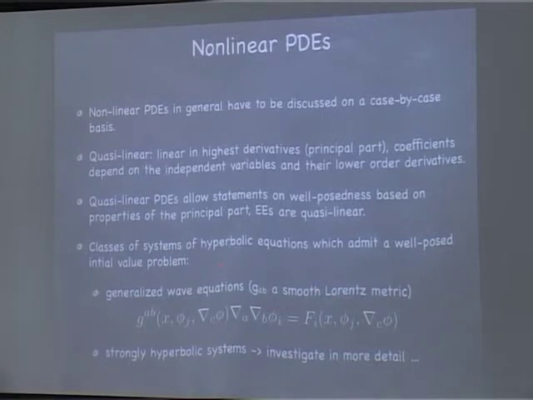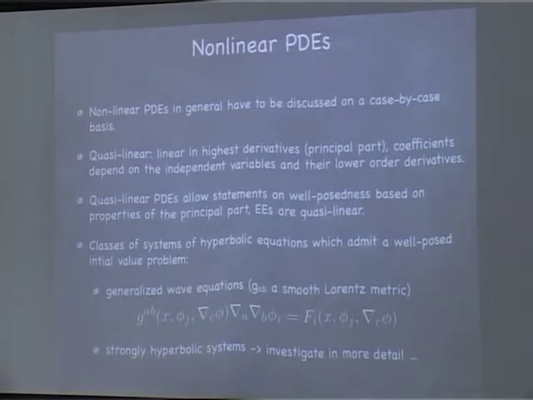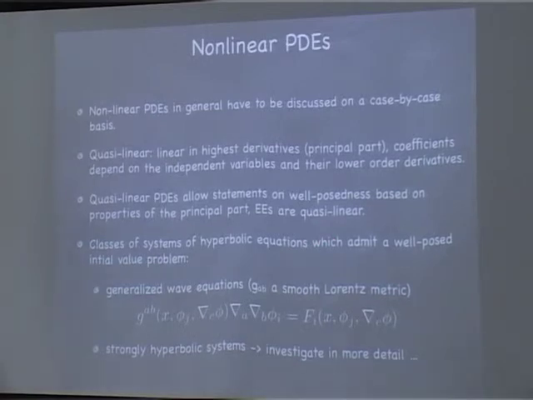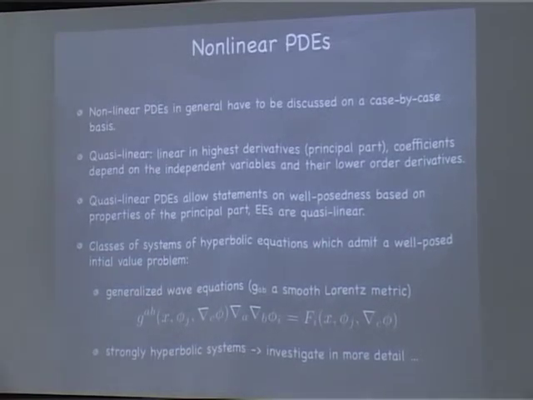Here, g_AB has to be a smooth Lorentz metric, a metric with the right signature. It doesn't have to be the physical metric. It could be the physical metric plus some other terms. Putting it all together, it has to be a Lorentz metric, which means something which has signature minus plus plus plus.